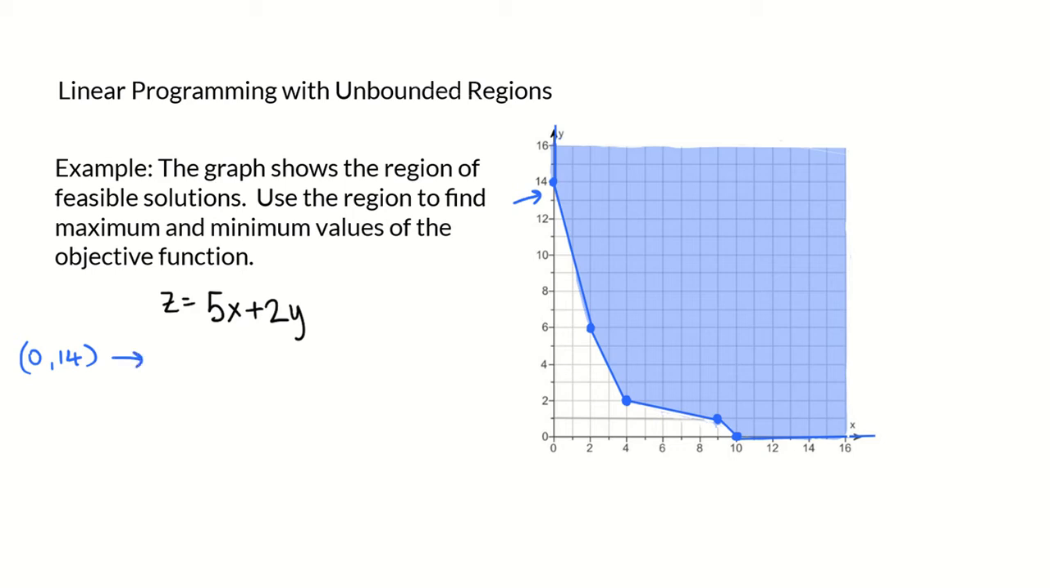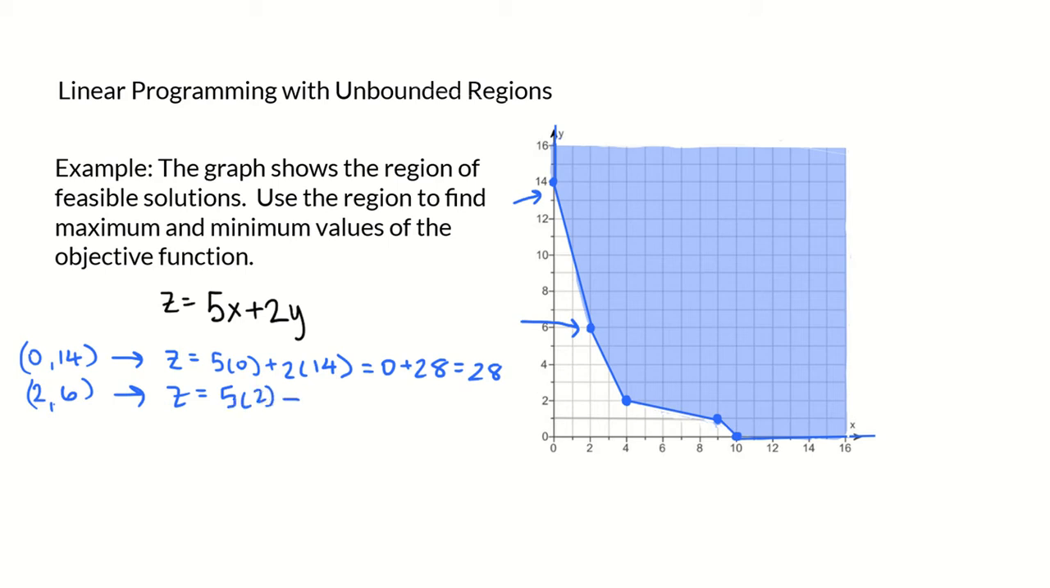Testing that in the equation, we get z equals 5 times 0 plus 2 times 14, which is 0 plus 28, which is 28. Next, we can test this point, which is (2, 6), which gives z equals 5 times 2 plus 2 times 6. That's 10 plus 12, which is 22.